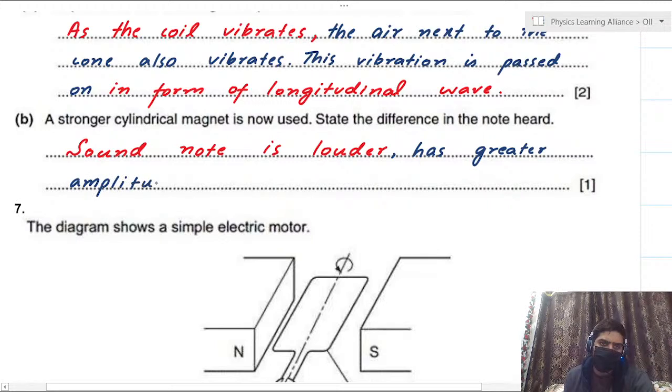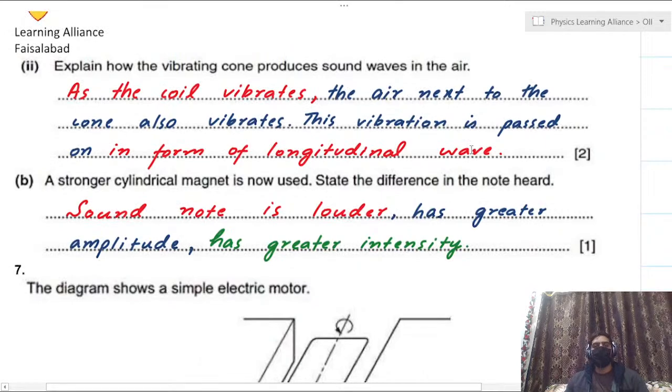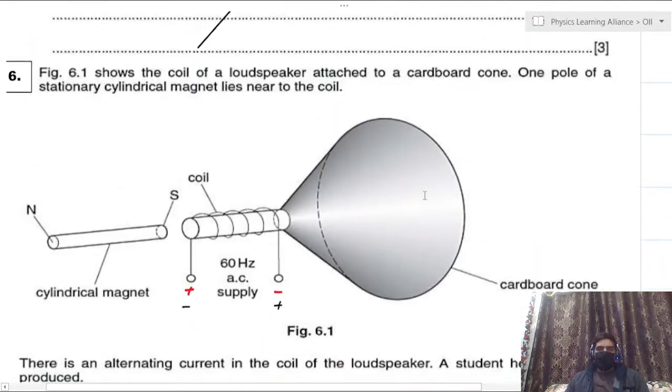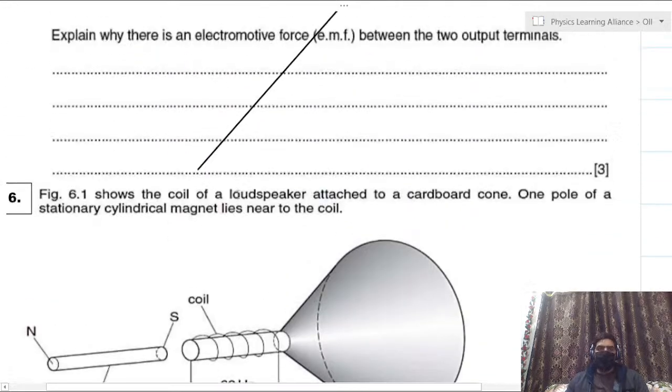You can write any one of these phrases. Just a single phrase would be sufficient. Has greater amplitude, all right? Or you can also write has more intensity. Any one of these phrases would be good enough. All right, so that's it from this question as well.